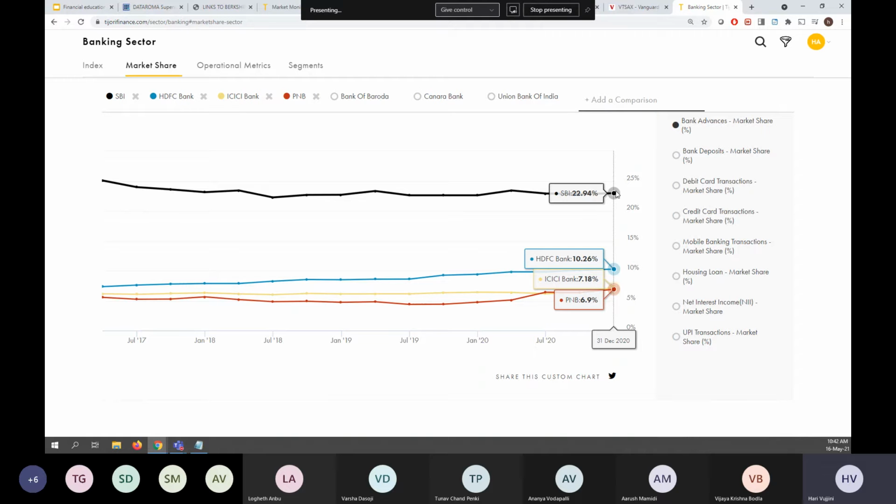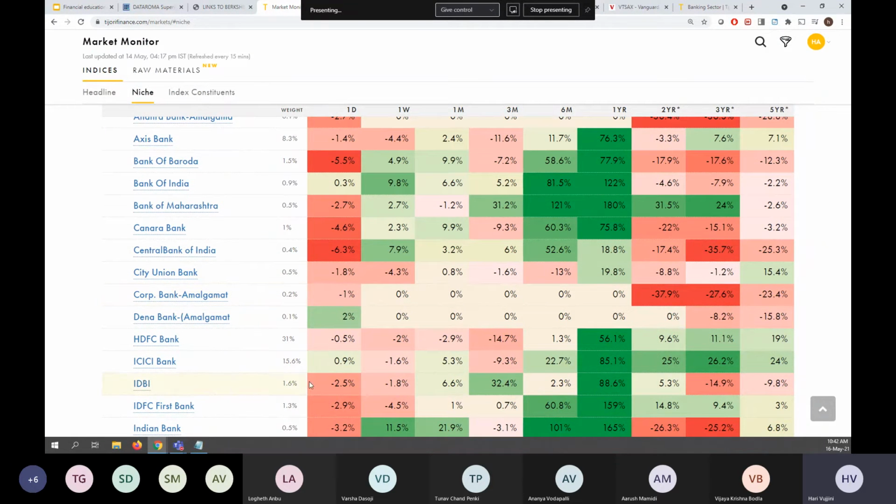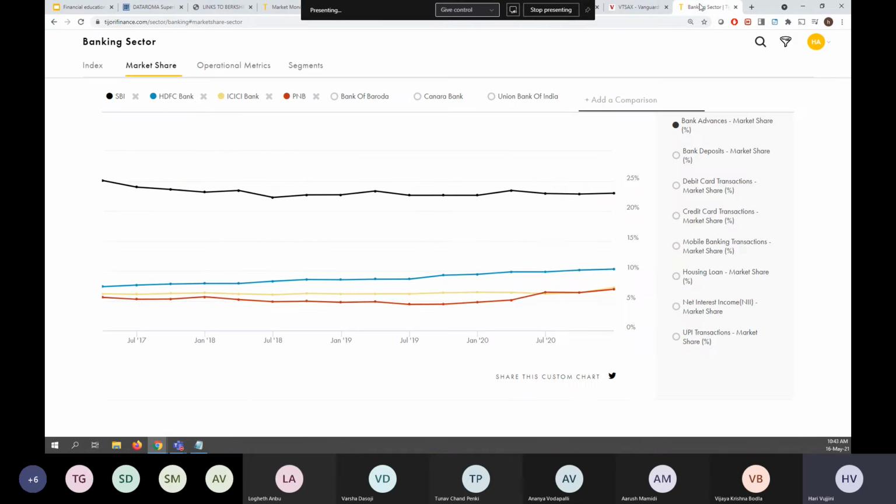So market share is different from market cap. Here, if you see, HDFC's market cap is 31%, but the share of the market it's serving is only 10.26% of the Indian population. So if you have 100 people in India, it's serving 10 people, but it has the maximum market cap, 30% market cap.